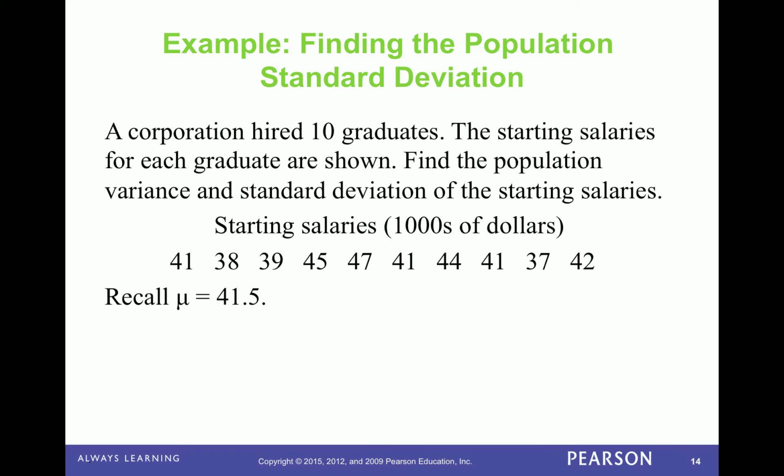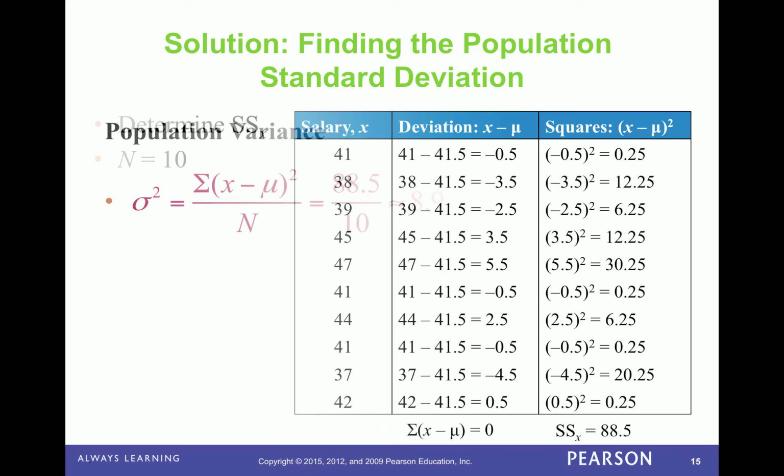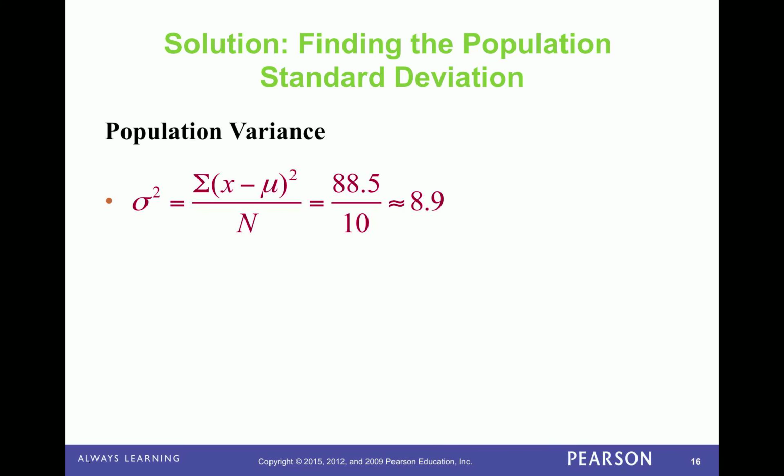Finding the population standard deviation. The population hired 10 graduates. Here are all their salaries. Mu is 41.5. So we find the deviation, we square each deviation, then we sum all the squared deviations, and we end up with 88.5. The total number of entries of our population, capital N, is 10. So we do the sum of the differences squared divided by the total population, which is 8.9. So the population variance is 8.9.